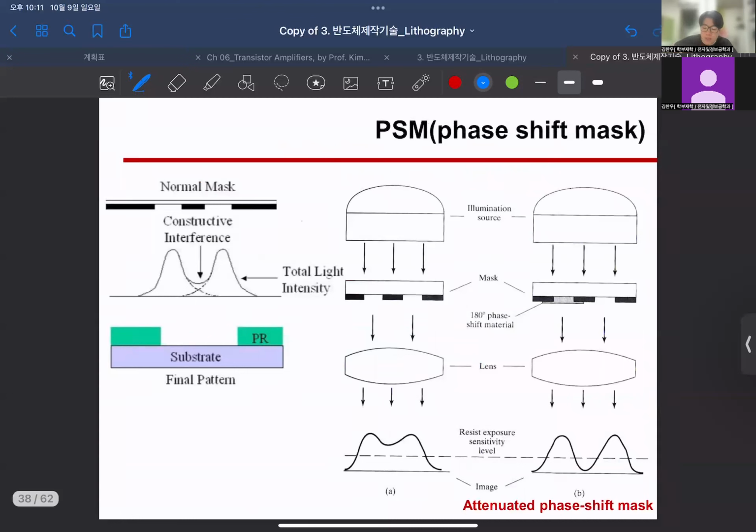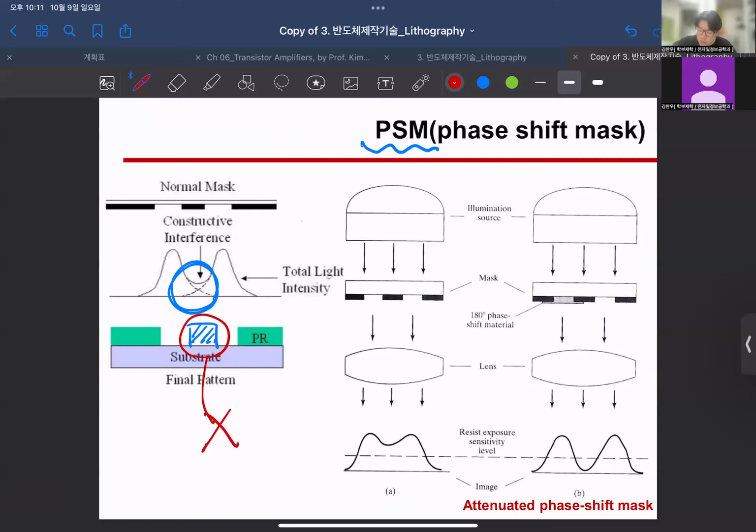Another thing that we learned is PSM, phase shift mask. Like I said, light is a wave. If we shine the light, it might make a constructive interference. Then if we wanted to make the photoresist pattern like this, because of the constructive interference, what we expected cannot be shown.